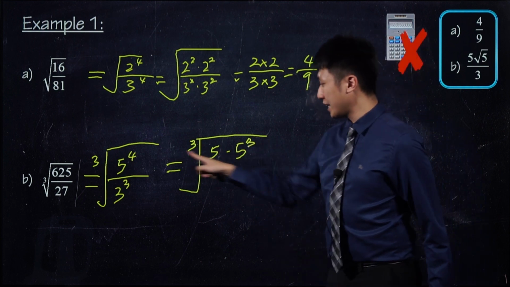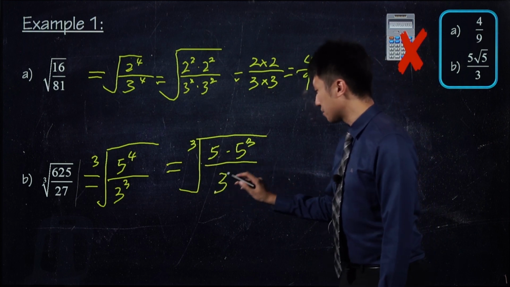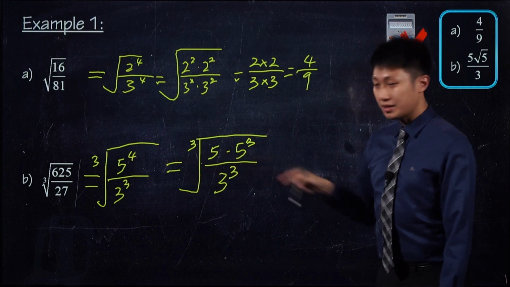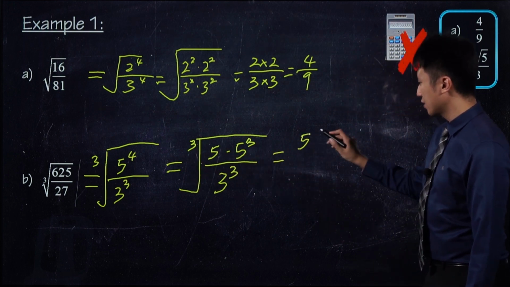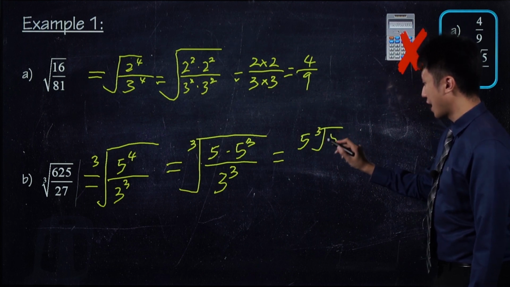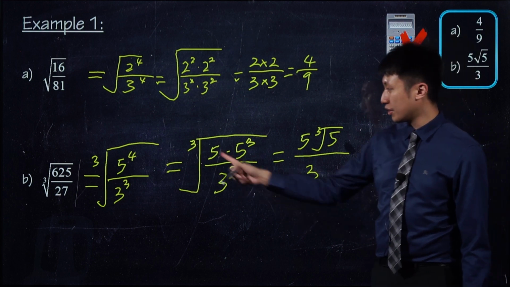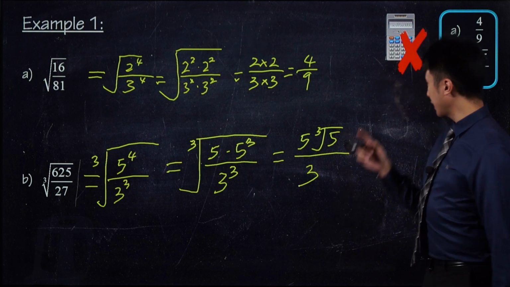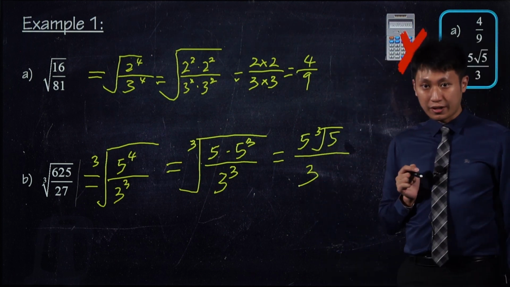So this one escaped, this one still stays in the jail. Okay, so divide by 3 to the power 3. Okay, this one goes out, this one goes out, so this one is still in. So my answer is 5 cube root of 5 divided by 3. That's it. Cube and 1 over 3 will be cancelled off. So then you get your answer here. Make sense? Okay, you got it.